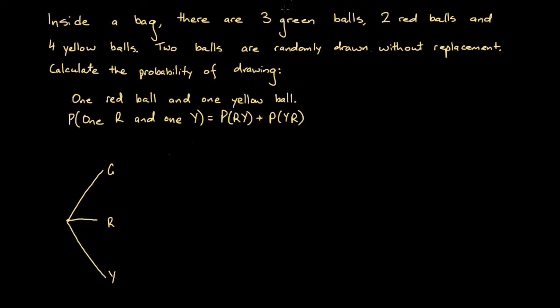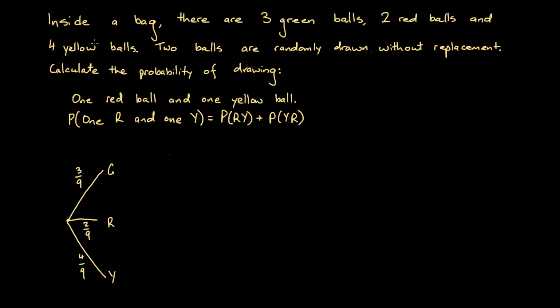And here we're told there are 3 green balls. And how many balls have we got all up? We've got 3, 2, 4, so that's 9 balls all up. So the probability of drawing a green ball on the first draw is going to be 3/9. Now there are 2 red balls, so the probability of drawing a red ball on the first draw is going to be 2/9. And the probability of drawing a yellow ball, there are 4 yellow balls, so it's going to be 4/9.